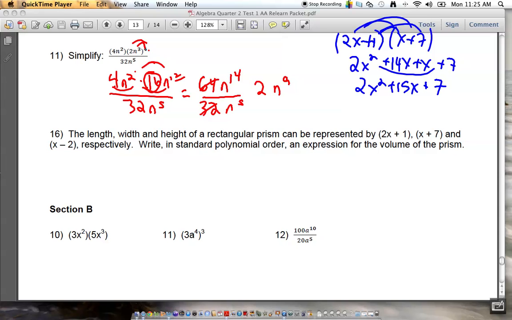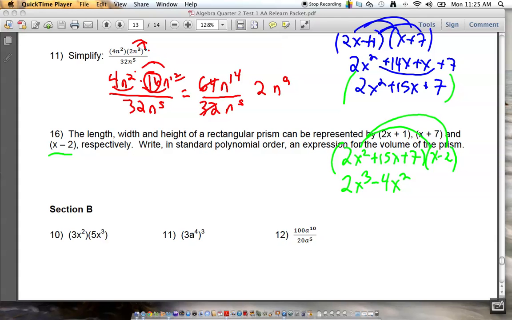Now, I need to do this trinomial times the last remaining binomial, which is x minus 2. So I'm going to do 2x squared plus 15x plus 7 times x minus 2. So I'm actually now going to triple distribute. Do the 2x squared times both, then the 15x times both. I'll draw the hoops when I get to that, and then the 7s. So 2x squared times x is 2x cubed. 2x squared times negative 2 is minus 4x squared.